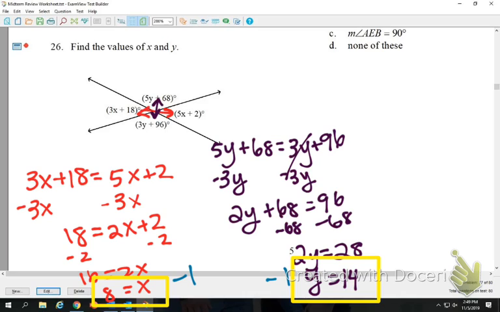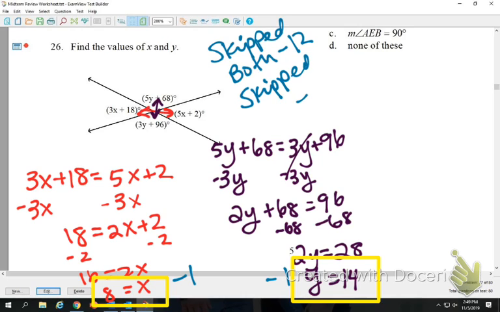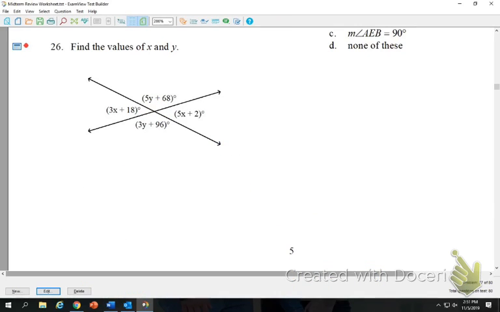If they skipped completely, if they skipped both, it's minus 12. If they skipped one of them, it's minus 6. So that's tough. Hopefully they did not skip. Hopefully they got them right. We'll do number 27.